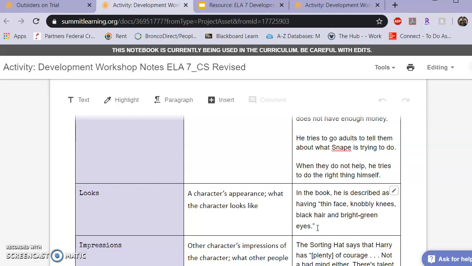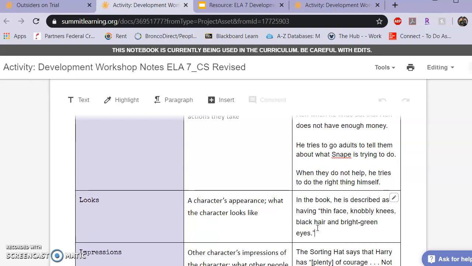Some of the questions in chapter 1 have already dealt with the looks, so we'll talk a little bit more about that in the next video. But so we see here, this is how he's described. So we know what he looks like: his thin face, knobbly knees, bright green eyes. Okay.